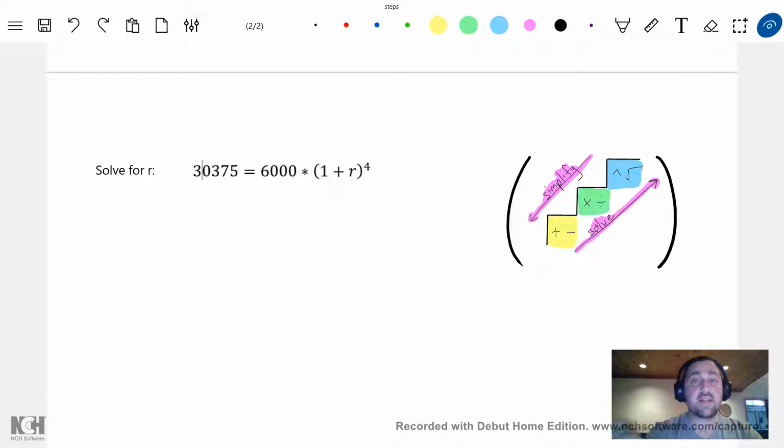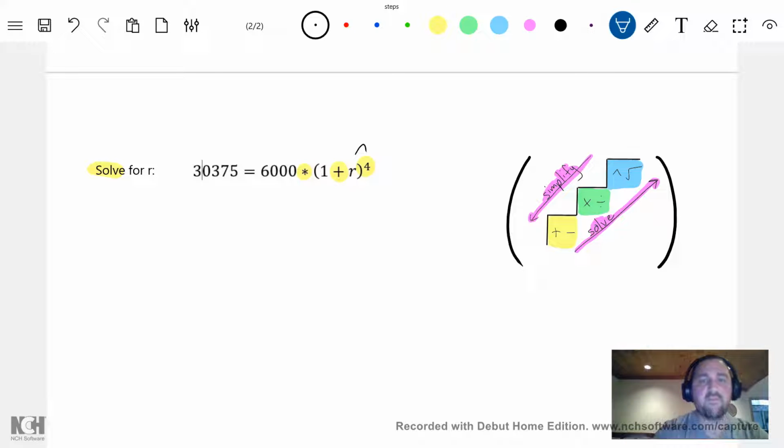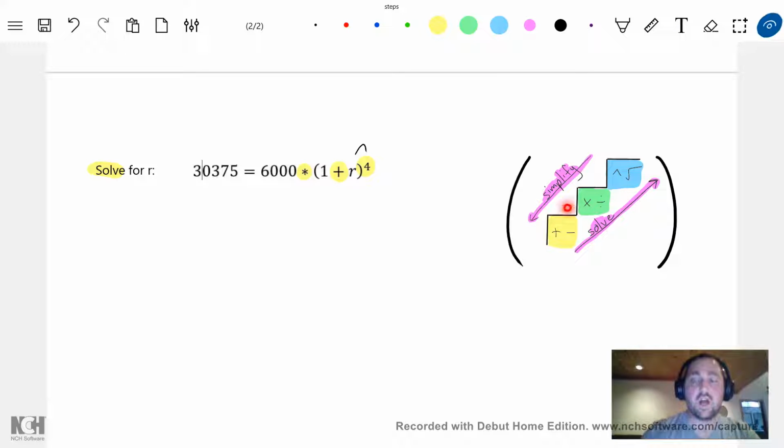The whole idea of this is that when we solve, we are using inverse operations. There's a multiplication here, there's an addition here, and there's a hidden to the power of 4 in this, and we have to undo all of those. Over here, I have our steps of operations, which help us because we know the order to work in, and we know that all of the operations are paired with their inverses.